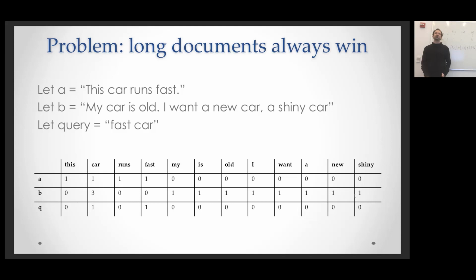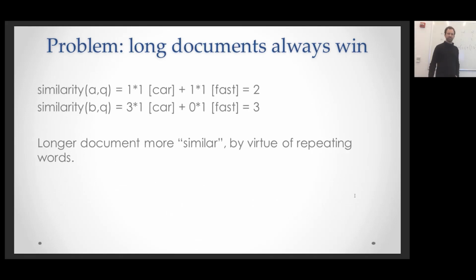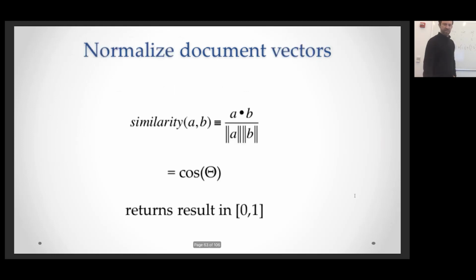So which query do you think, or which document do you think the query should match here? A. Right. But it doesn't. Right, it matches B. So what we do is we normalize the documents. And the way we do that is we make the document vectors have unit length according to the standard L2 norm. Everybody know what I mean by the L2 norm?